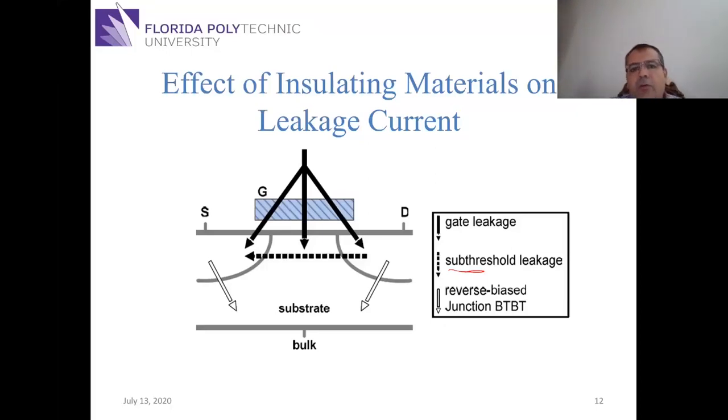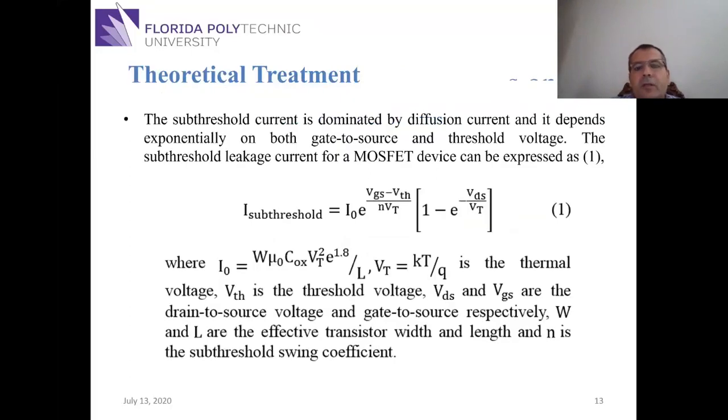The first one, the sub-threshold current, is dominated by the diffusion current, and it depends exponentially, as you see, e to the power of the gate-to-source voltage and the threshold voltage. The sub-threshold leakage current for the MOSFET, metal oxide semiconductor field effect transistor device, we suggested using this equation where I zero is W, the width of the chip, W mu naught C OX VT squared e to the power 1.8 over L. So mainly it depends on the dimensions, the width W and the length L.